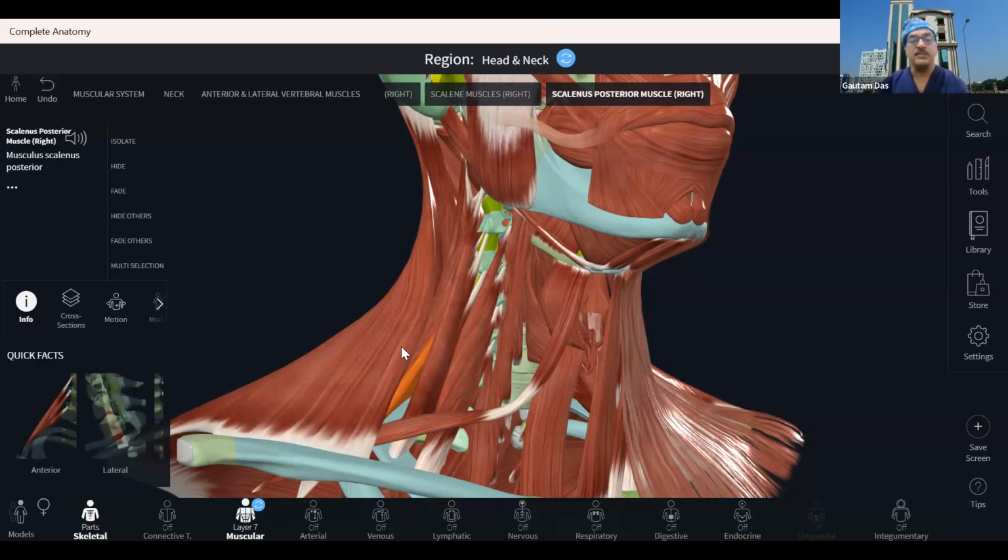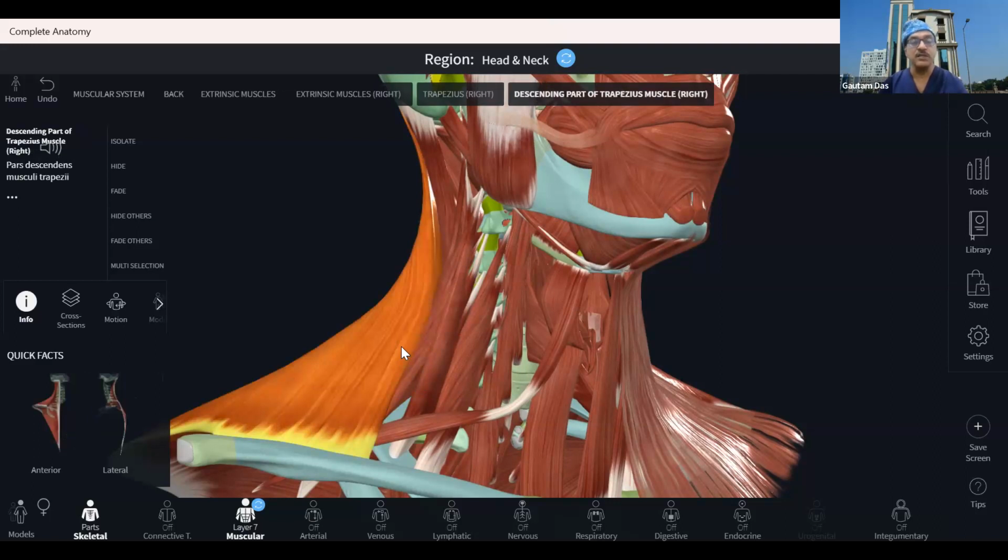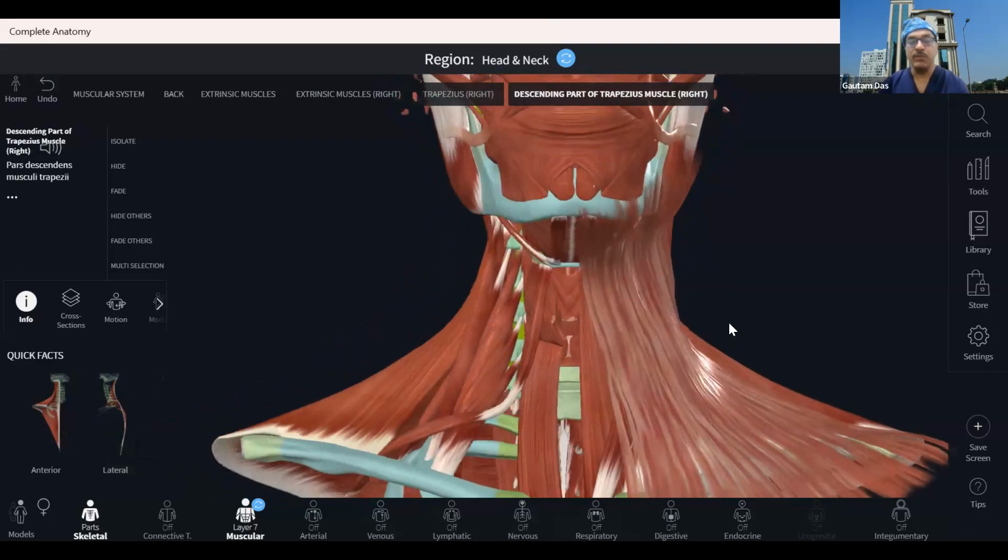And the last, superficial-most muscle here, at the level of C6, if you are going laterally, is bulky. When we talk about the posterior neck, the trapezius is a very thin layer of muscle, but at the level of C6, the trapezius is quite a bulky muscle. So these are the muscle layers we'll be seeing one by one.